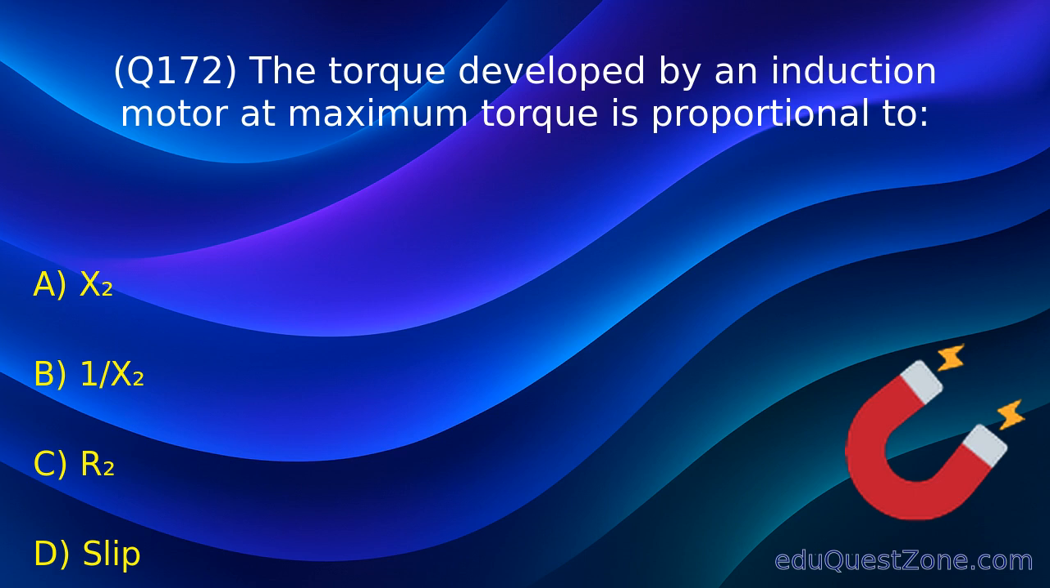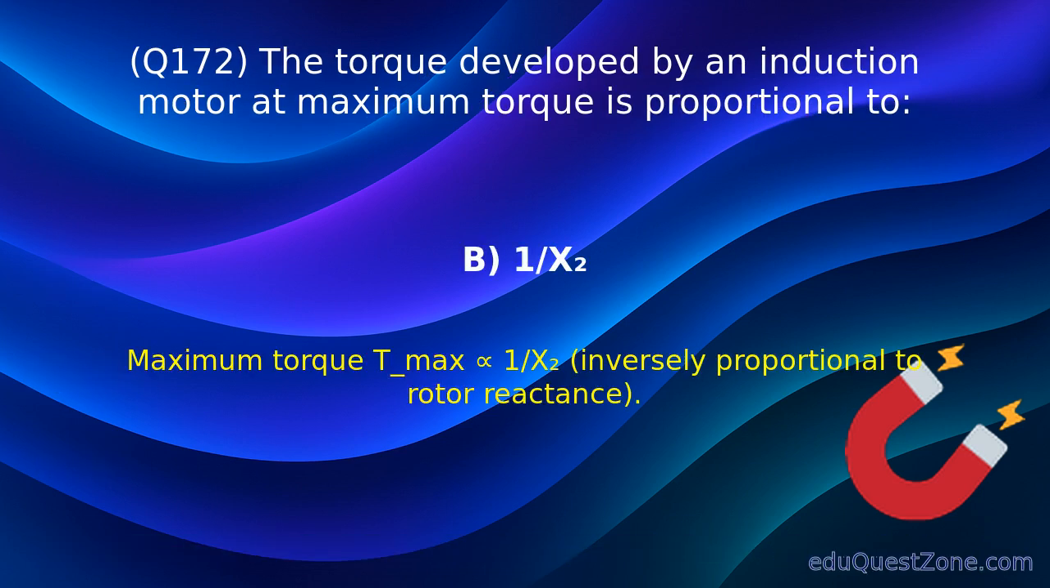Question 172. The torque developed by an induction motor at maximum torque is proportional to? Option B, 1 by X2. Maximum torque is inversely proportional to rotor reactance.